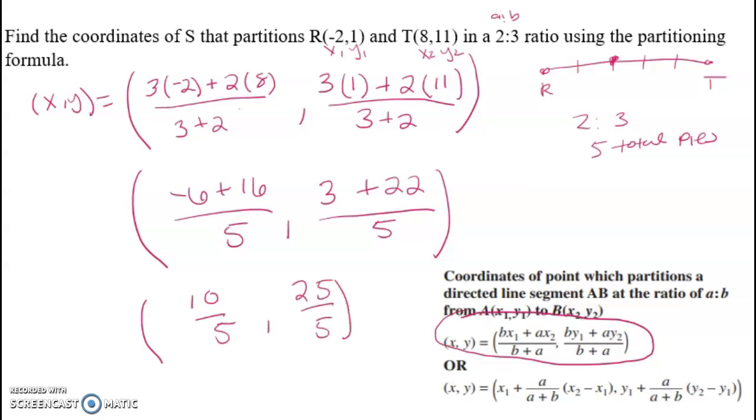Reduce those fractions, and our point that partitions the segment RT is (2, 5). So our goal is this coordinate, and this point right here, that point is (2, 5).